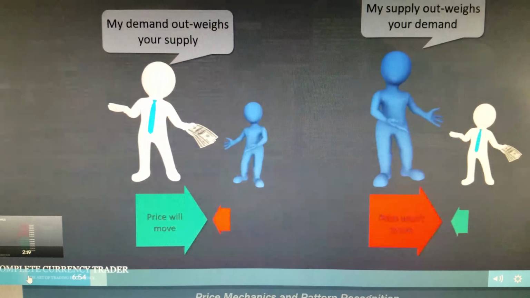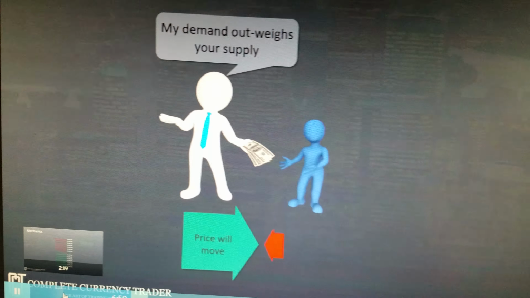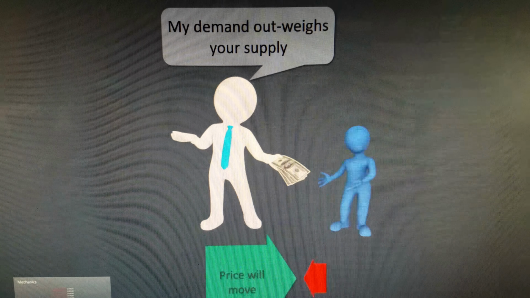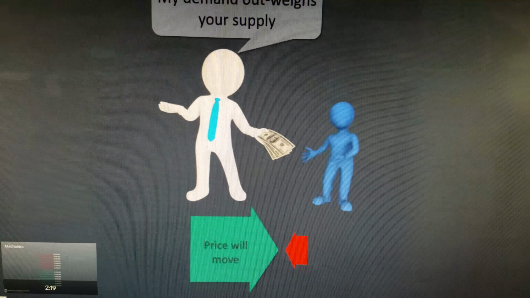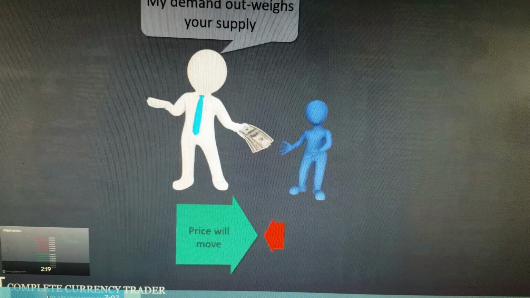If you could identify when customer demand is greater than the supply of liquidity on one side of the market, you could predict with 100% certainty which direction the price was going to move next. And that's a pretty exciting proposition because it would give you a 100% win rate with your trades.